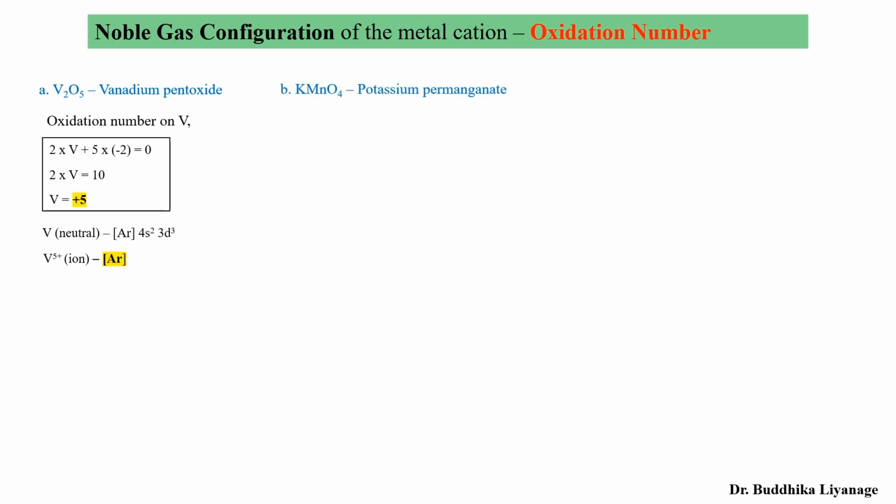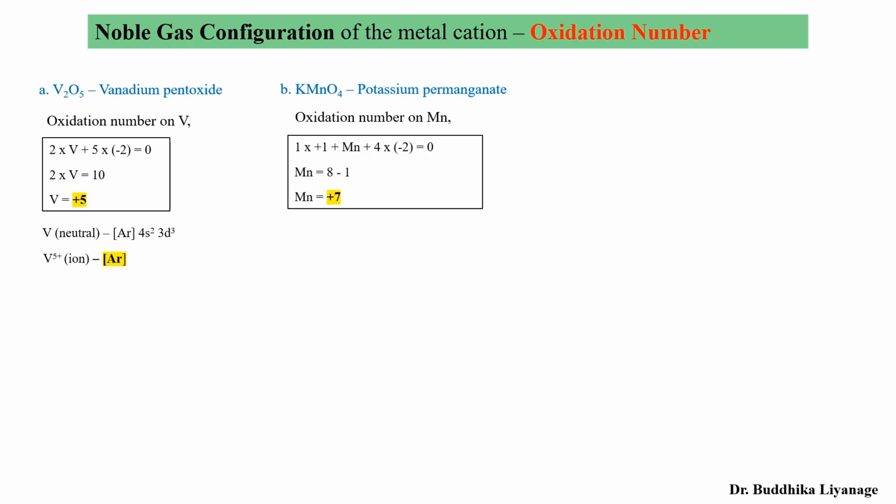Next compound, KMnO4. This is potassium permanganate. In this compound, there are 2 metals, potassium and manganese. But let's calculate the oxidation number on manganese. Let's apply the same equation. Potassium is in group 1, therefore +1 charge, plus manganese charge we need to calculate, plus oxygen charge is -2, but there are 4 oxygens. This is a neutral compound again, so we can equalize to 0. Manganese is in the +7 oxidation state.